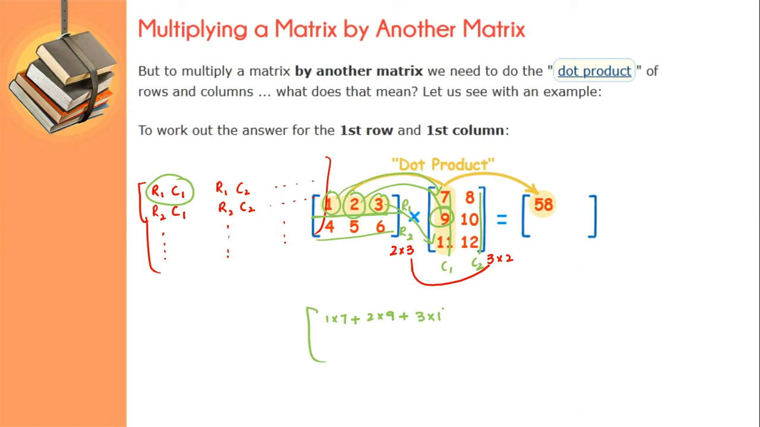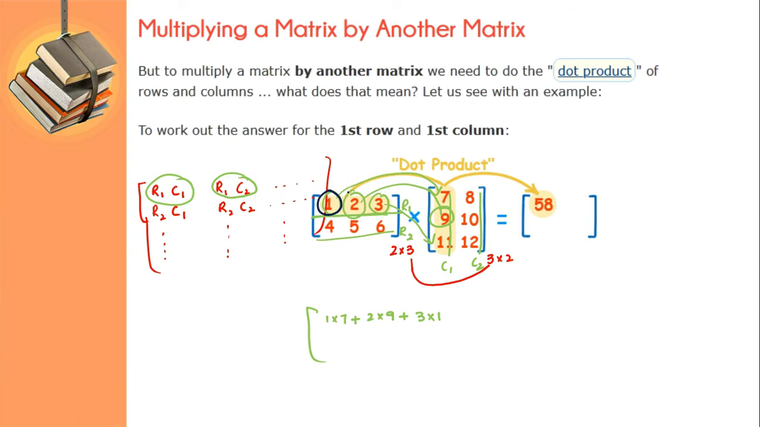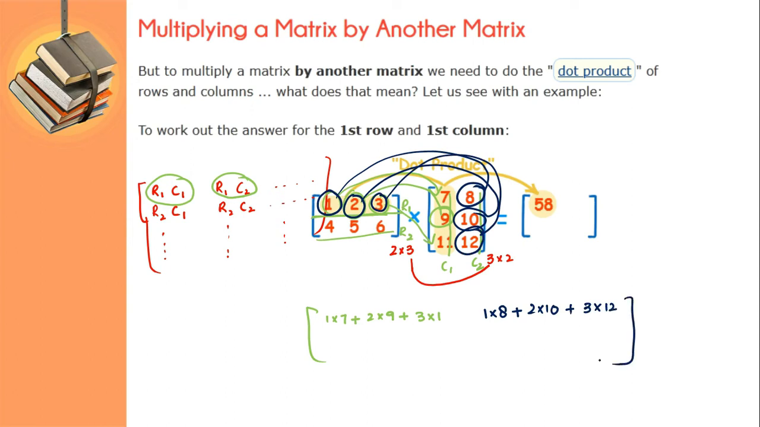Now we will multiply first row with second column. The first number we have is 1, so 1 multiplied by 8. With some little space, we write 1 multiplied by 8, then a plus sign, then 2 multiplied by 10, then a plus sign, 3 multiplied by 12. So we have multiplied first row, first column and first row, second column.